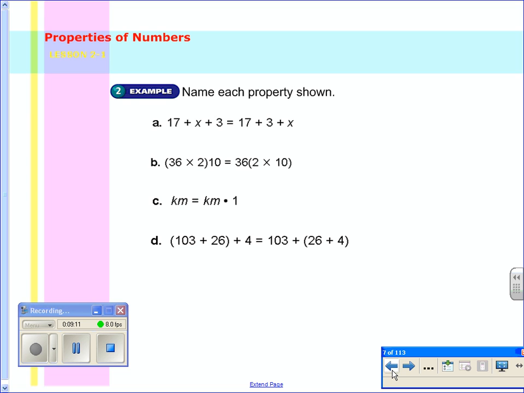So now we have to name each property shown. We'll do A and B together, and then I want you to try to figure out the last two. So A, we have 17 plus x plus 3, and then it's the same as 17 plus 3 plus x. So if you take a look, what really changed? Did the order change? Did the grouping? Or are they multiplying by 1 or adding 0? And if you take a look, here, it goes 17 plus x plus 3. Here, it's 17 plus 3 plus x. So the order changed.